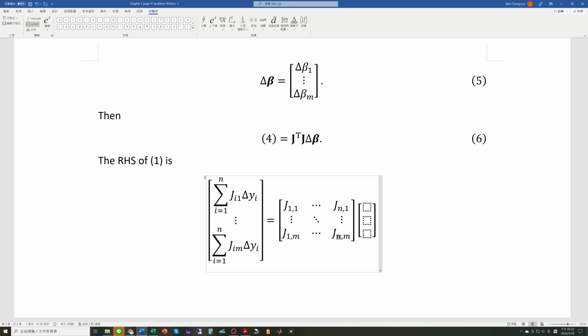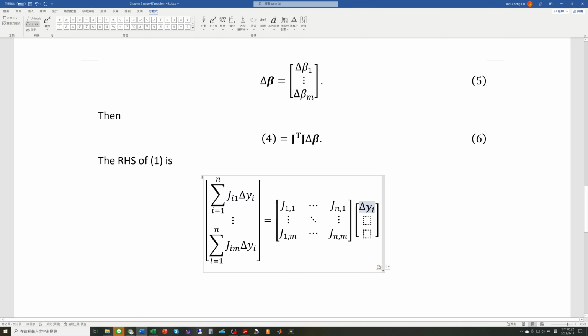Good. And for this vector, let us see, it should be delta y_i, i is equal to 1 to n. So let us copy delta y_i, and the first element i is equal to 1. So we change i to 1. And then the vertical dots. And the last element should be delta y_i, where i is equal to n. So i should be changed to n.